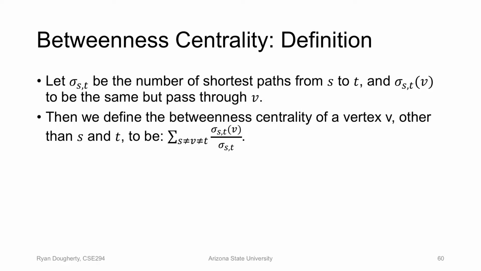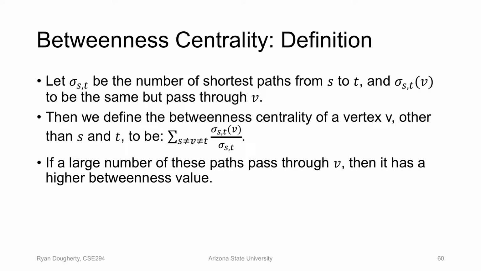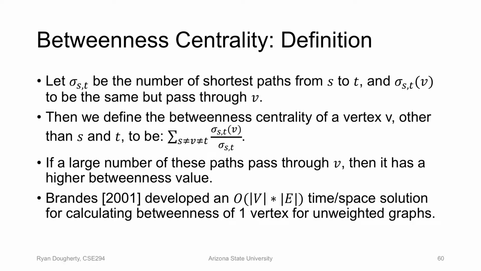Right, because if I choose two of them wrong, like S and T are bad choices, then this quantity will be really small, right? But it may be the case that V has a high betweenness value. So I need to loop through every pair of S and T, right? And then I just calculate all these percentages, add them all up, and that's my betweenness value for this vertex. Okay. All right. If a large number of these pass through V, then it has a high betweenness value. So the algorithm that's on the next set of slides is from Brandes, which came out, I guess, 15 years ago.